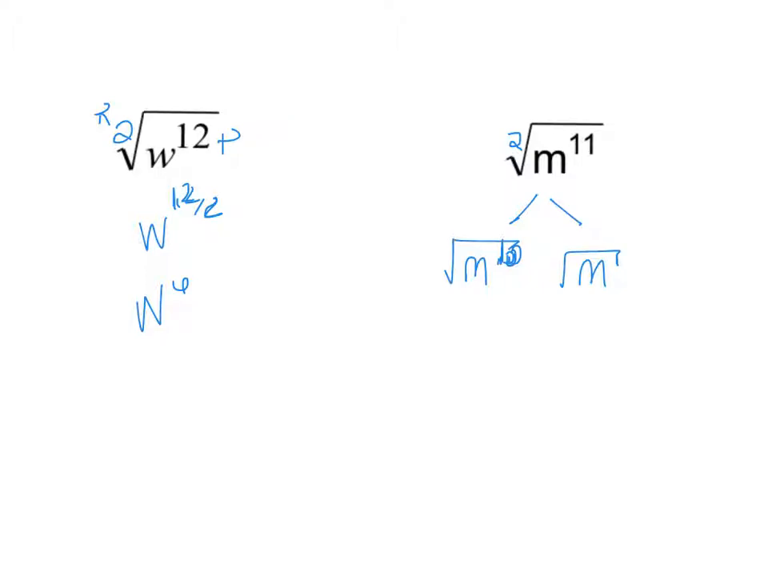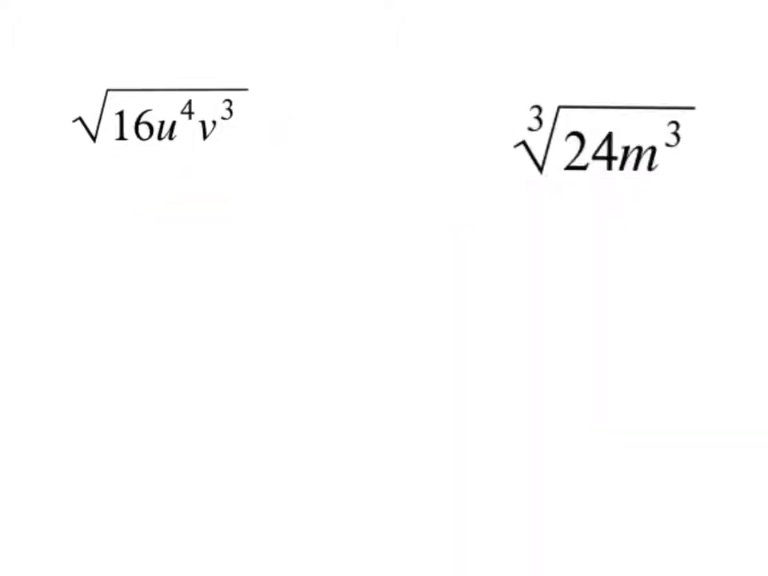So I first have my m to the 10th, and then that m to the first makes me still m to the 11th. So I'm going to simplify the square root of m to the 10th to m to the 5th, and then the square root of m to the first will stay. The next question, I'm going to break this down even further. I'm going to break it up into 3 radicals so you guys can see how to break down each piece.